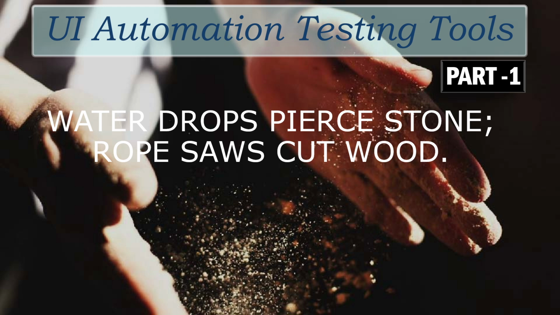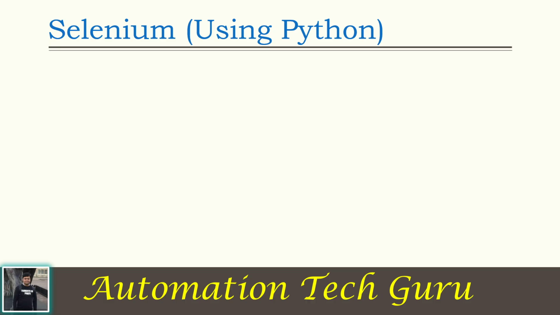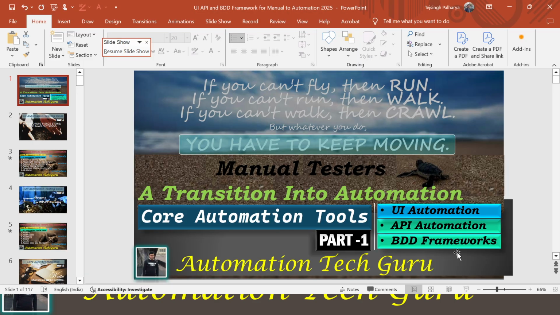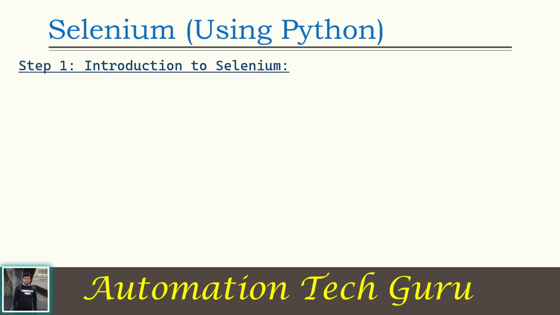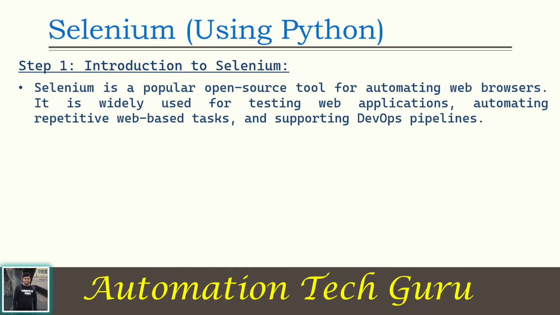So let's begin with the UI automation testing tool, and this is part one of the video. First we will go with Selenium using Python. So, introduction to Selenium. Selenium is a popular open source tool for automating web browsers. It is widely used for testing web applications, automating repetitive web-based tasks, and supporting DevOps pipelines.